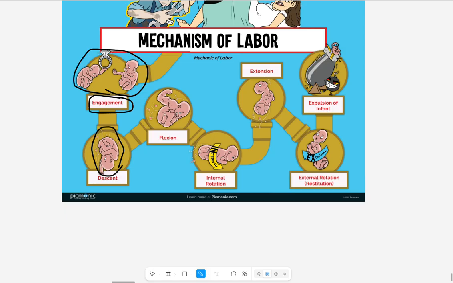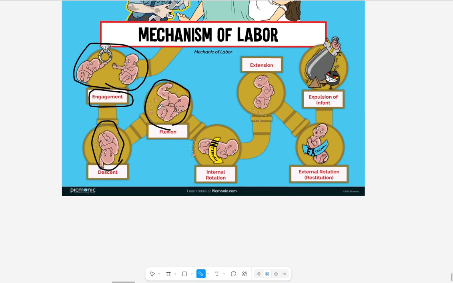And then we have the flexion. Flexion is basically the chin flexing to the chest, right? Can you see that the baby's chin is flexing to the chest here? So flexion is basically the chin flexing to the chest. Can you see the smallest head diameter presents in flexion? Okay, the smallest head diameter is presenting in the flexion.